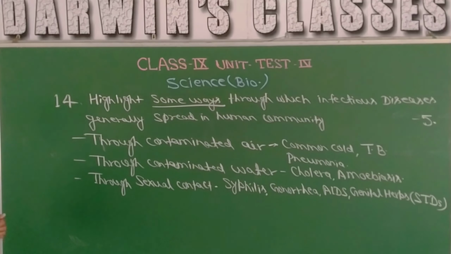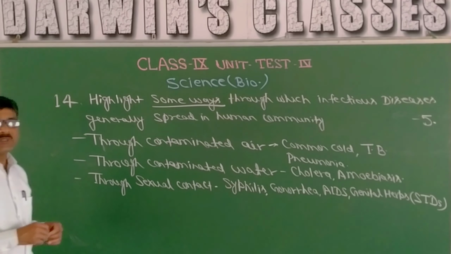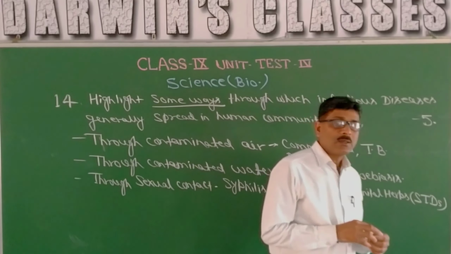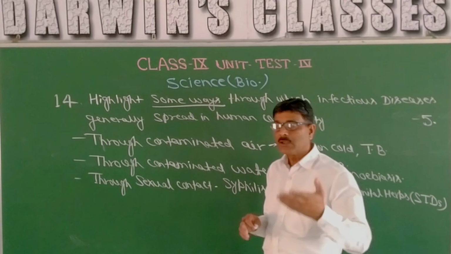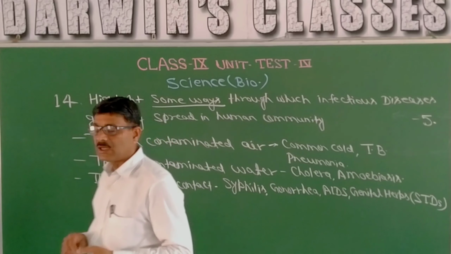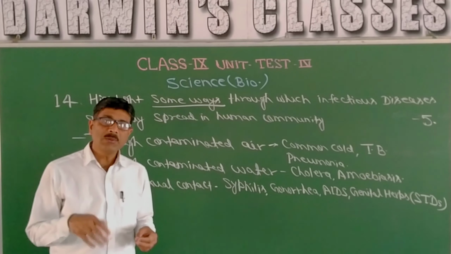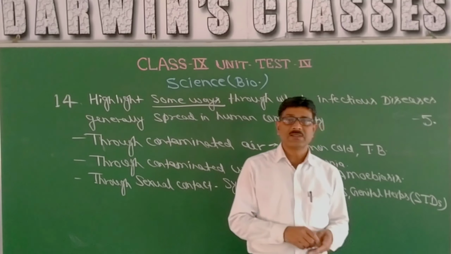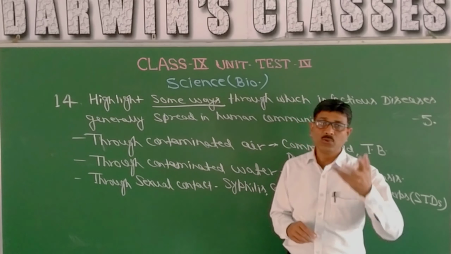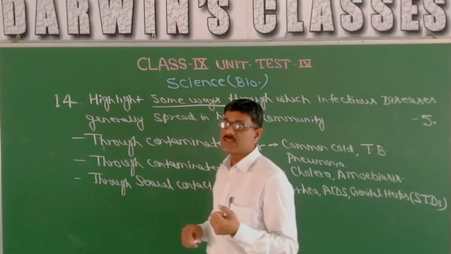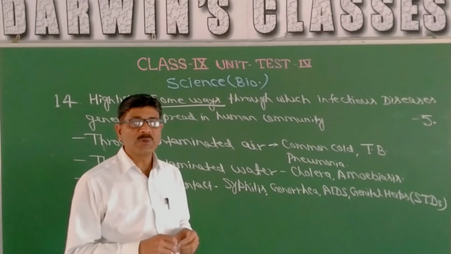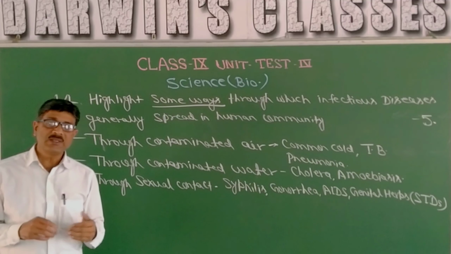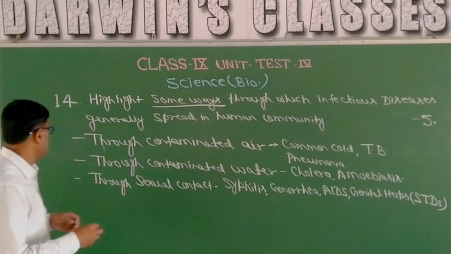Next one is along with the object. That means when the belongings, the clothes of a person who is a sufferer are being used by another person, or even by touching objects like a pen, spectacles, keyboard of a computer, doorknob, that may lead to the spread of diseases, and that is termed as fomite-borne disease. That means the pathogens are being transmitted through the objects.